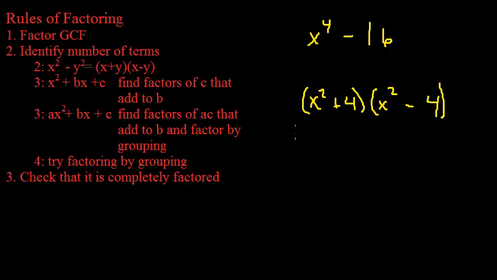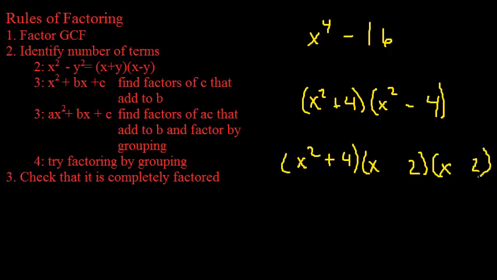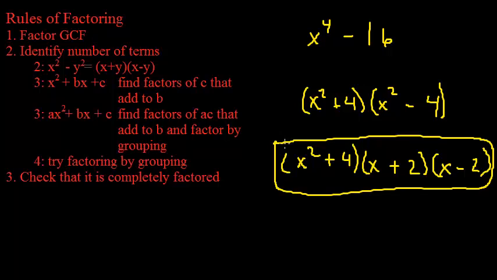So I keep this first one that cannot be factored, x squared plus 4, and then I factor that remaining binomial. Right? My first term is the square root of that first term, x, and then my last term is the square root of my second term, and then I have one positive, one negative. Again, I'll check, is it completely factored? I know this can't be factored, x plus 2 cannot be factored, neither can x minus 2. So this then is my final factored form.